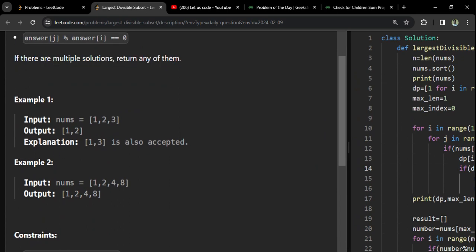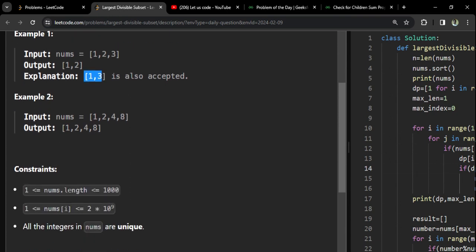In this case, as you can see, if I pick these two, then also it satisfies. For example, 1 will divide 2. Similarly, 1 will divide 3 also. So 1 and 3 is also a valid solution. So one thing is very clear: whatever the set, the maximum length of the set is going to be 2. As I have mentioned, either it's 1 comma 2 or 1 comma 3. That is also a valid answer.